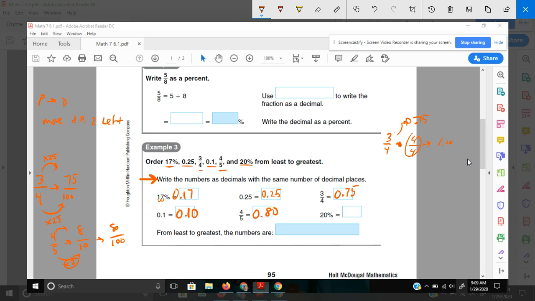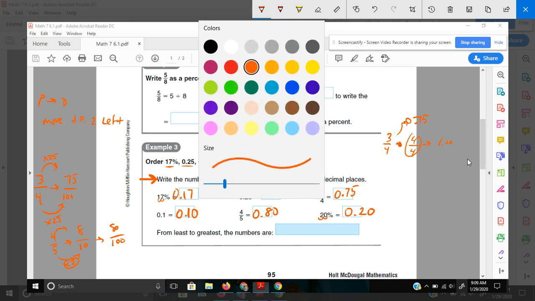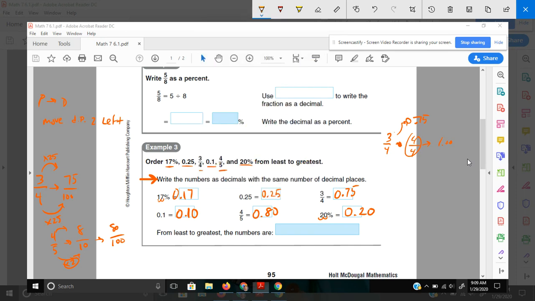Right? And then lastly, again, I'm just going to take my decimal and move it 2 to the left to go from percent to decimal. 0.20. Now you can see I've got all of my numbers written in decimal form, and it's a lot easier to compare them now that they're all in the same form. So looking at all of these decimals, which one is the least? You can think about them as money if that helps. They're all $0 and they're all just cents. So the least amount of cents would be 10 cents.